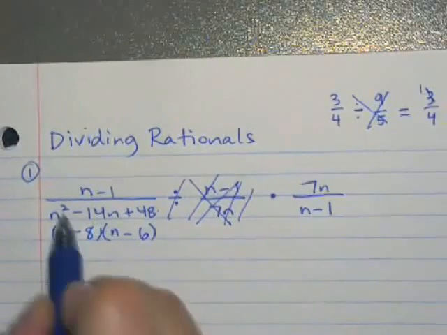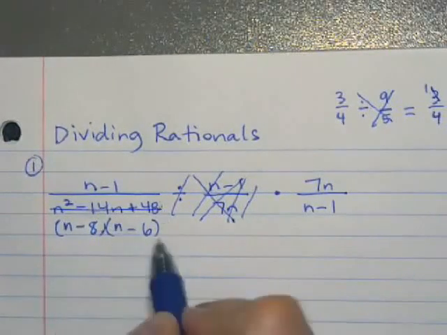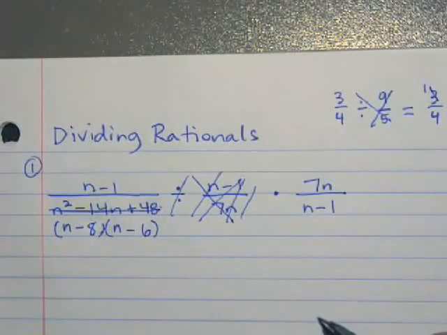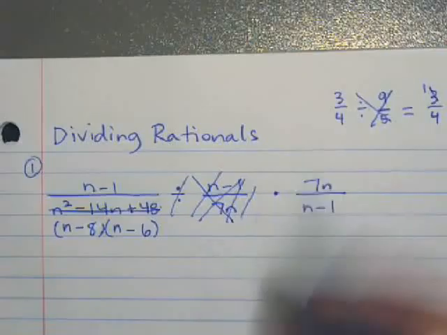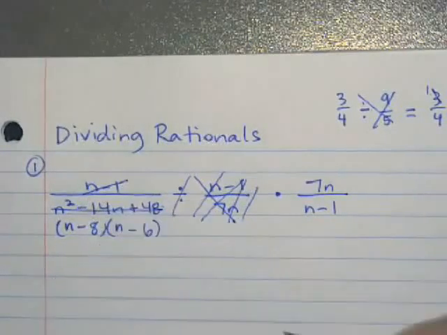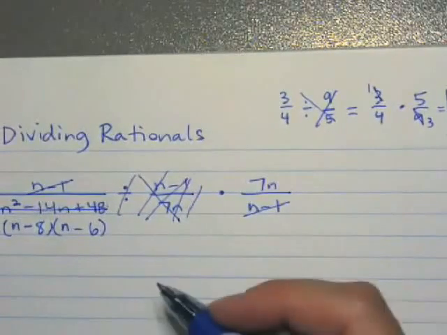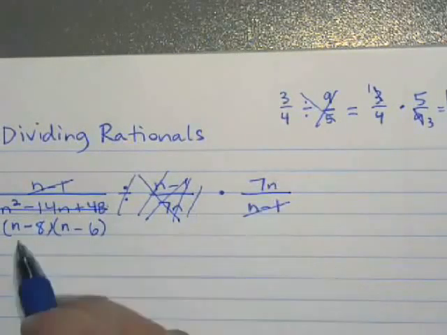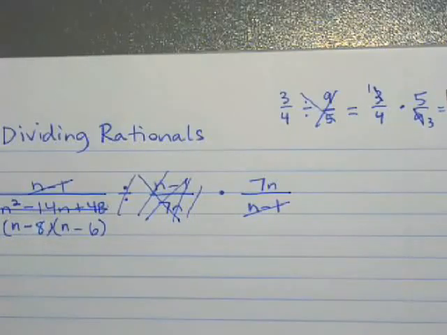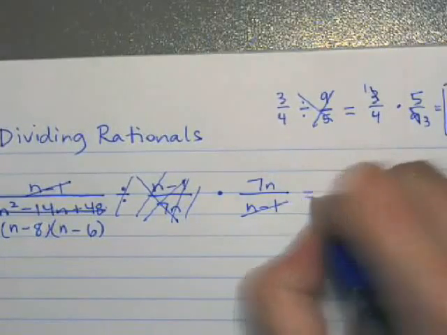Okay, so we're not using this anymore. We're using our new factored forms, and now we're going to cross out anything that we see that matches from top to bottom. Well, I have n minus 1, and I have n minus 1. Those both cancel out. Okay, and then I don't see that I can cross anything else out. I have 7n, I have n minus 8, n minus 6. Nothing else seems like it'll cancel out. So I'm just going to put these all together as my final answer.